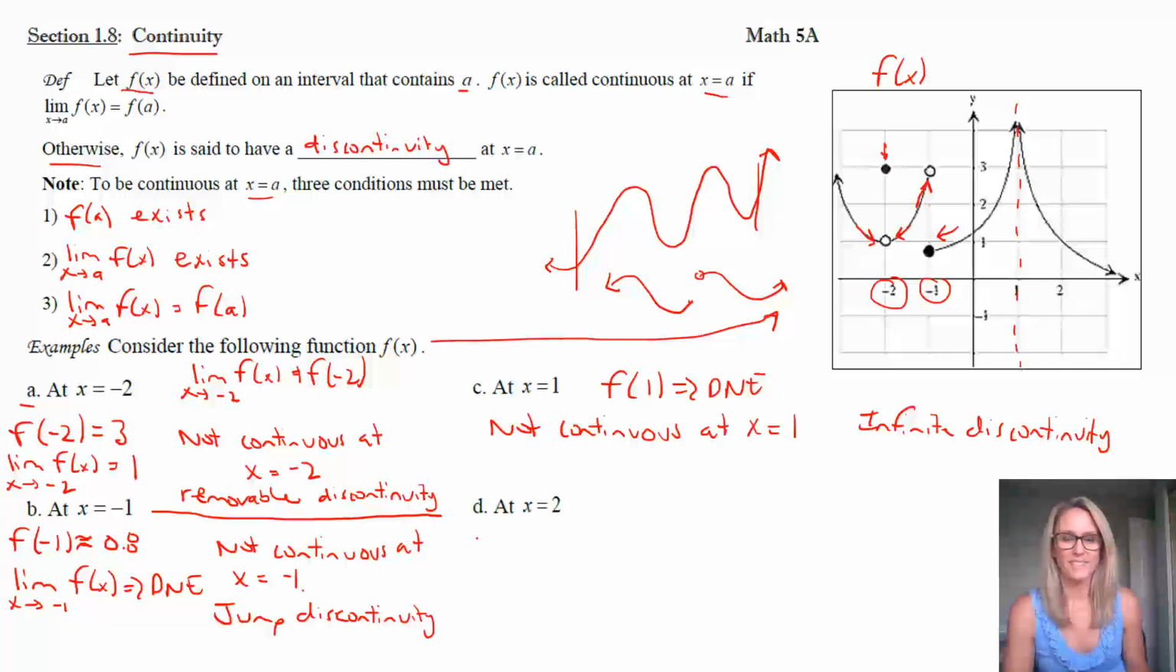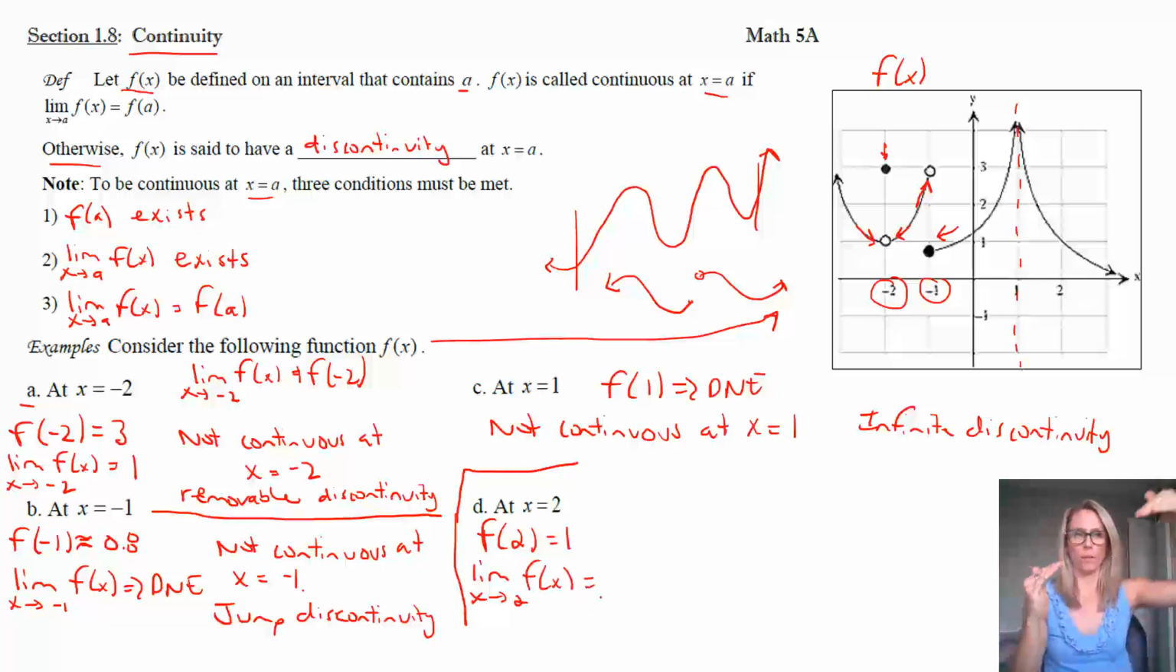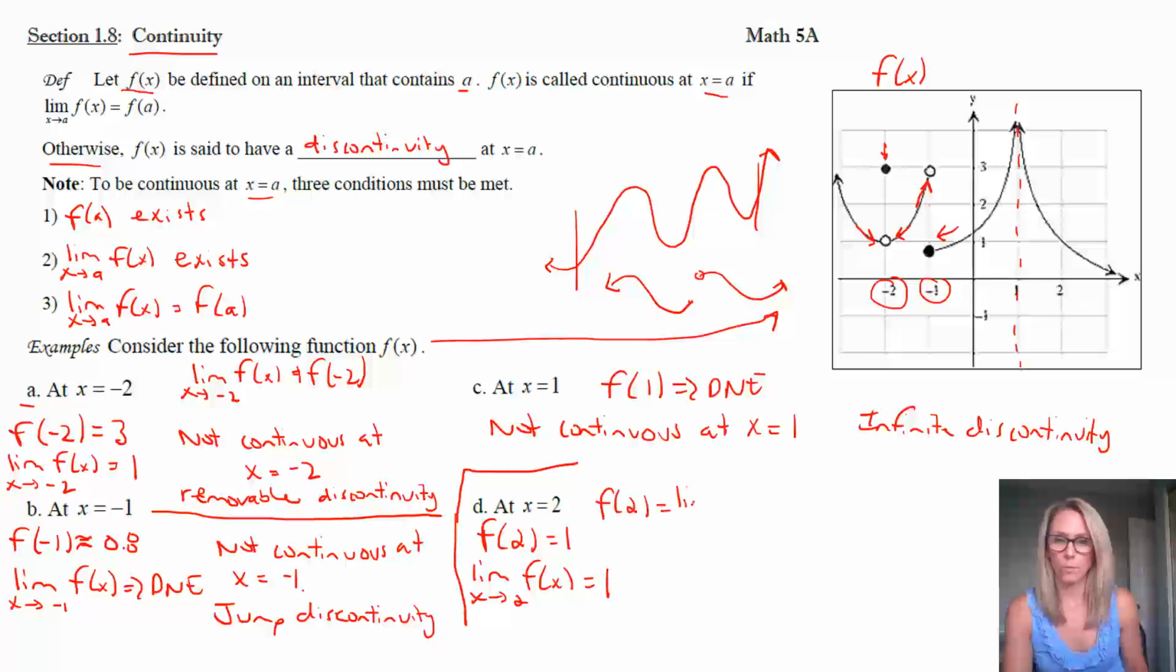And now let's take a look at x equals 2. You might be able to guess already what's going to happen here, but we'll take a look. So at x equals 2, f of 2 is 1. And the limit as x approaches 2 of this function, well, we're coming in on this side, we're coming in on this side. You guys are mirror images. So it's going closer and closer on each side to 1. And so, as we can see, f of 2 does in fact equal the limit as x approaches 2 of the function. They're both equal to 1.